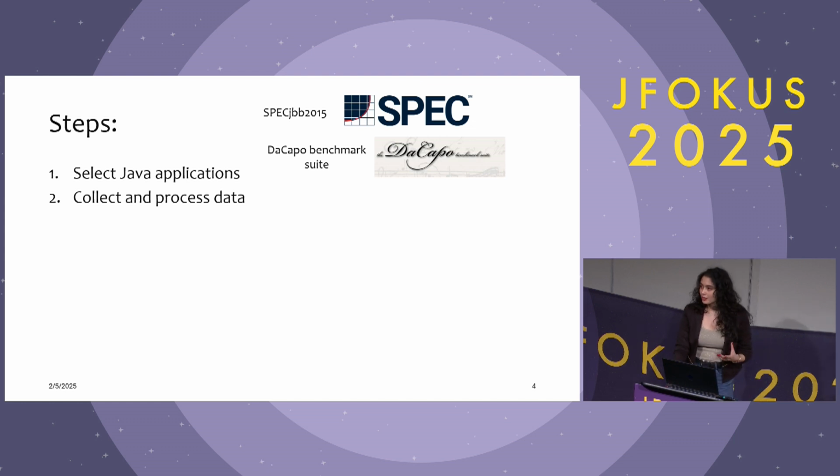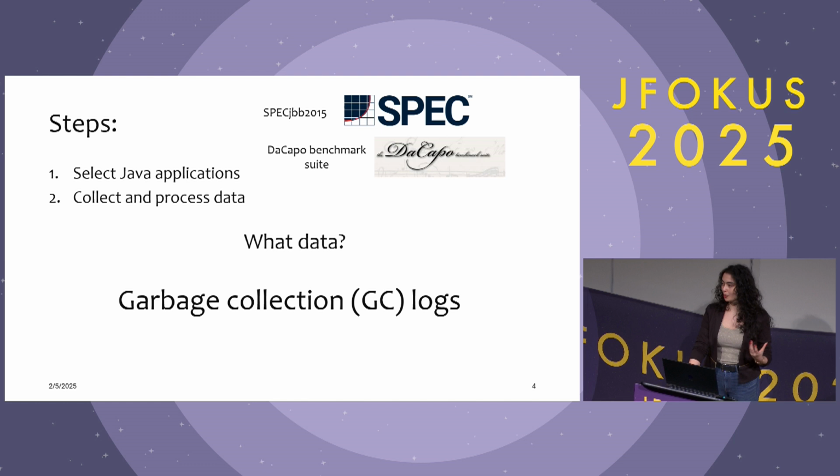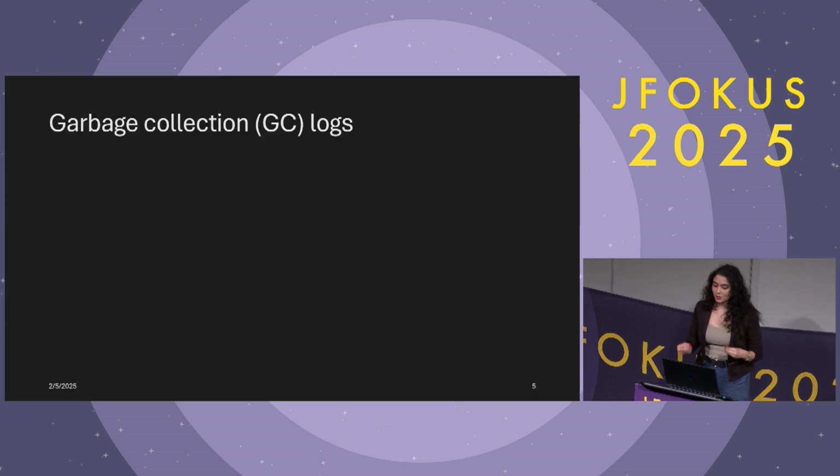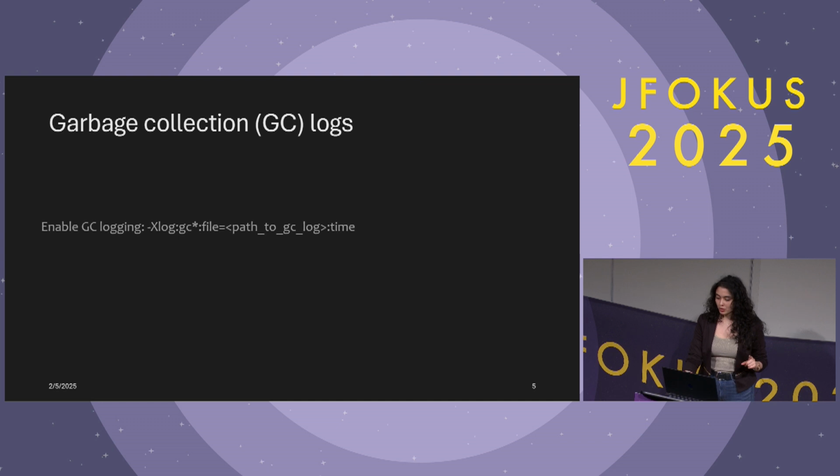But hold on, what is the data? From what data will the machine learning model learn and tell us the optimal flag values? Garbage collection logs. But why garbage collection logs? Because they have some cool information about the usage of the memory during runtime. We can enable GC log generation with this JVM flag.